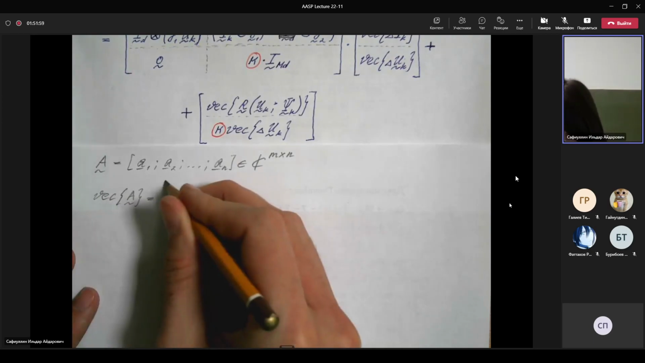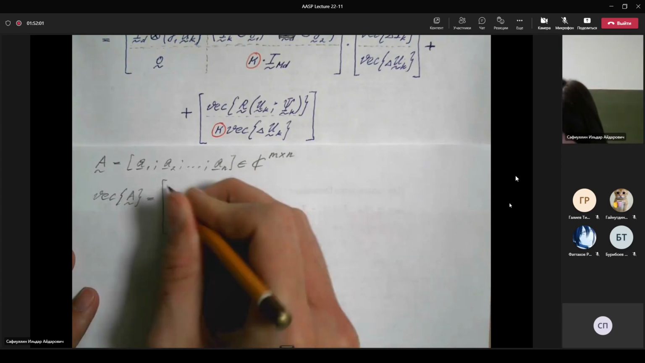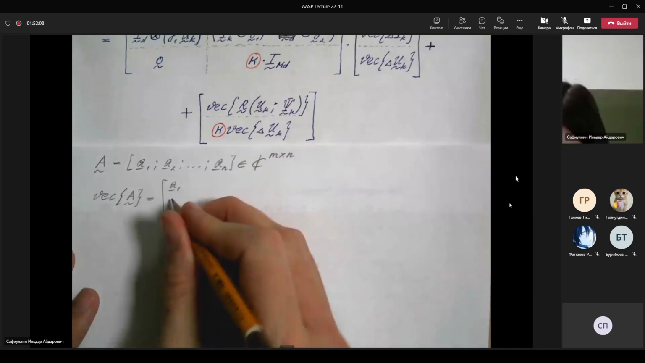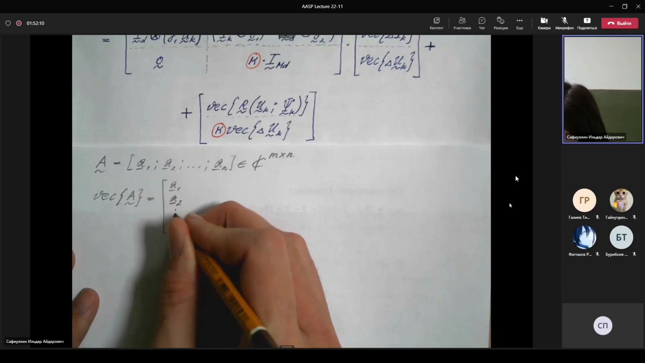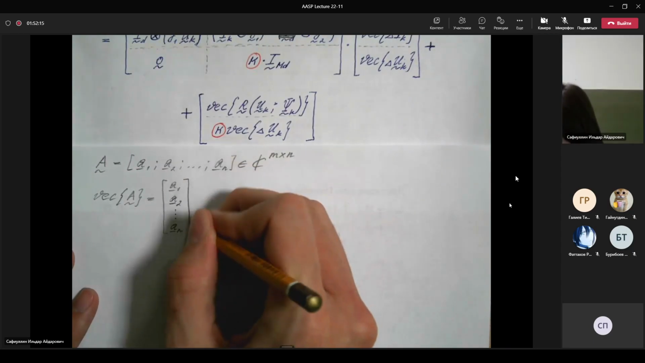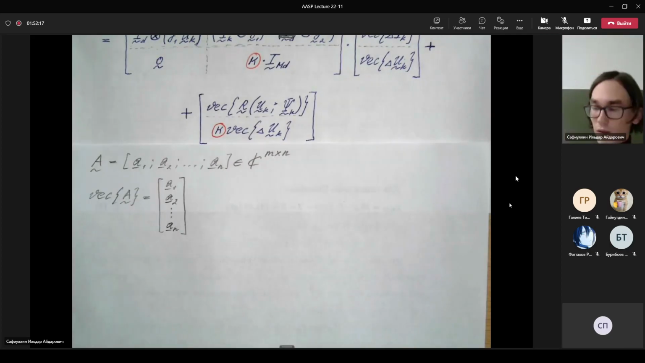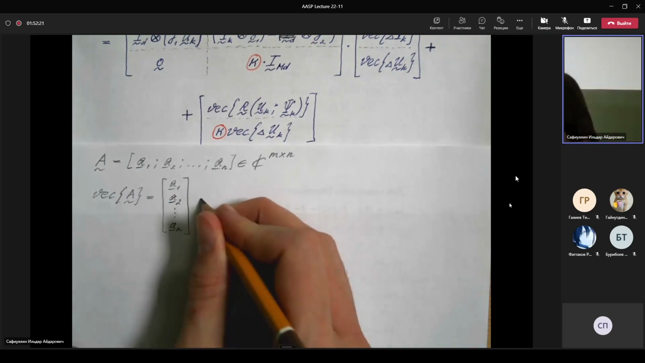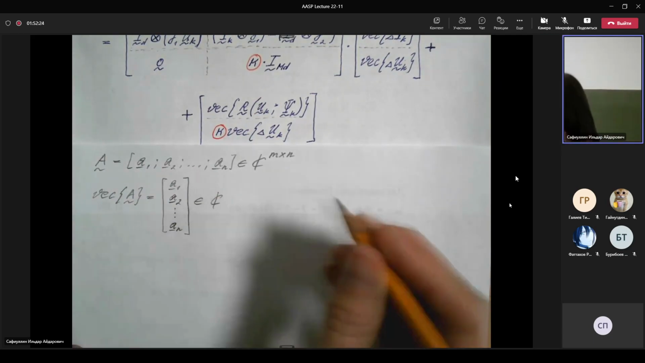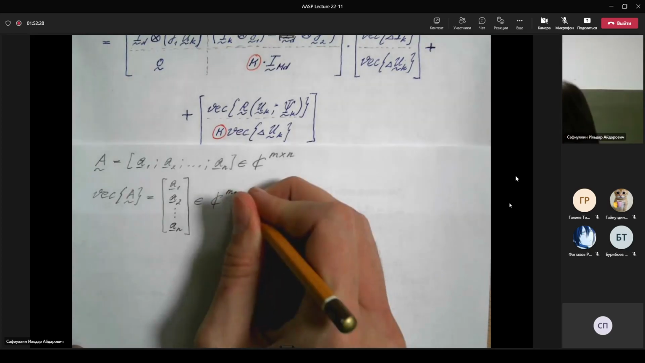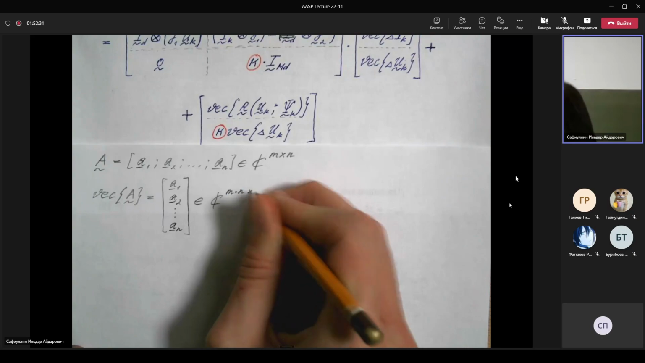If we calculate the vectorization of A, we will have first A1, then we concatenate it with A2, etc. up to AN. So one very big vector, which is of size Mn times 1.